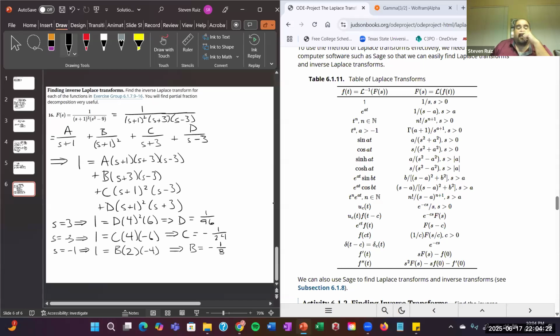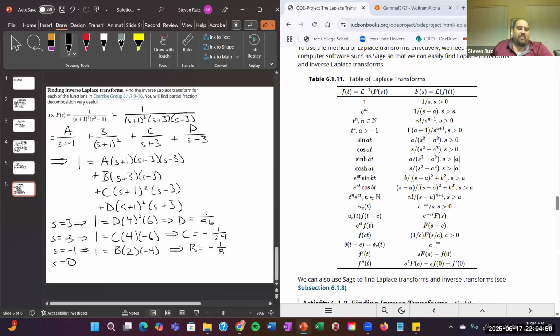All right, unfortunately, there's no fourth value of s that I can plug in that's going to magically make everything but A go away, because I tried, look at its factors. Already did -1, 3, and -3. But here's the good news. I had 4 unknown constants, and I figured out 3 of them. So I'm just going to pick any old value of s.